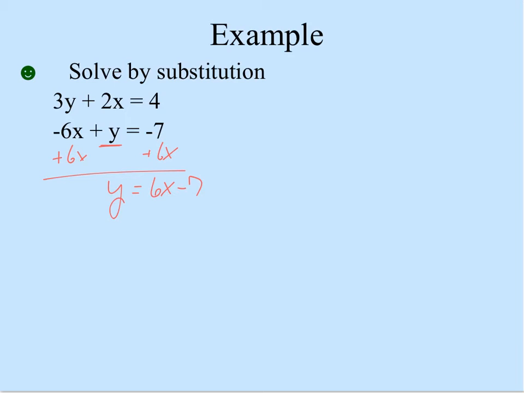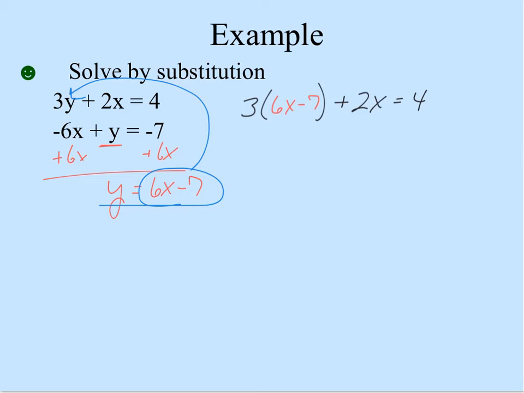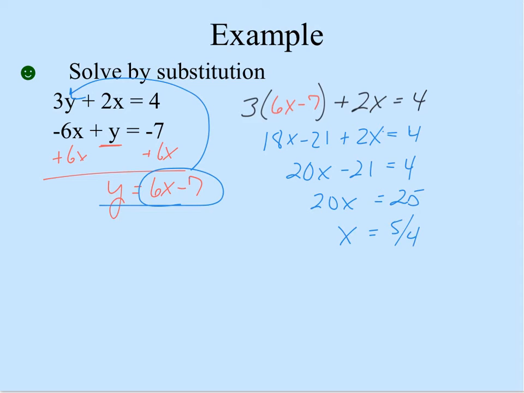So using this equation, I can take this 6x minus 7 and substitute it in for the y in the top equation, in the so far unused equation. So I'll have 3 times 6x minus 7 plus 2x equals 4. All I did was substitute that 6x minus 7 in for where the y was. I'm going to go ahead and distribute and simplify and solve. And as you see, my x equals 5/4.